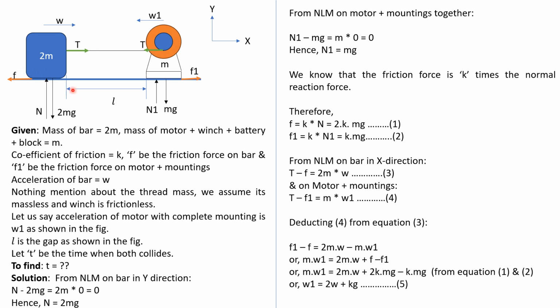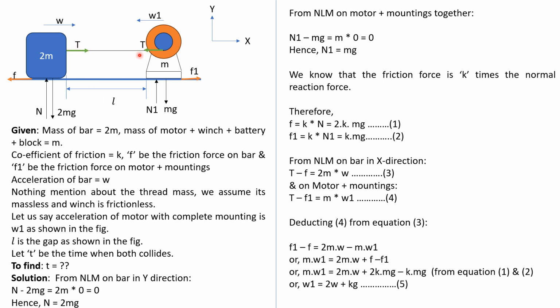Okay, and now this motor and the mounting also is not fixed. So this also starts traveling towards the bar with an acceleration W1. So we have assumed that this started traveling with an acceleration W1 towards the bar. There is nothing mentioned about this thread, so we should assume that this thread is massless. And also nothing is mentioned about the shaft friction, so we should assume that the shaft is also frictionless.